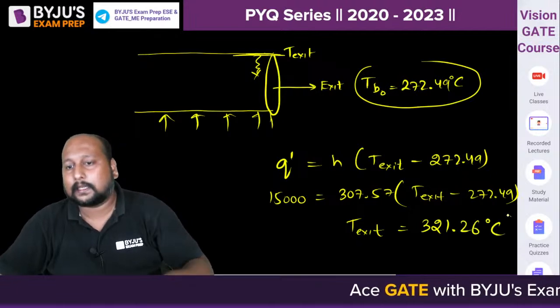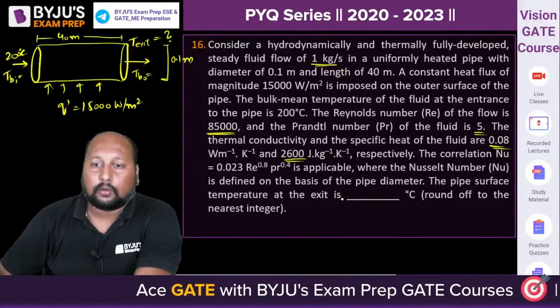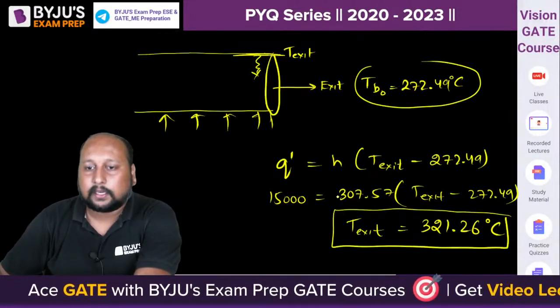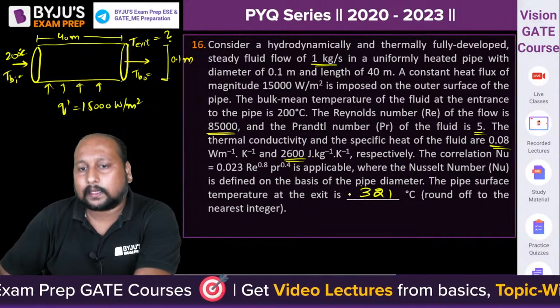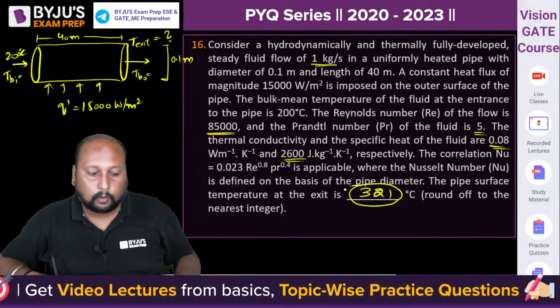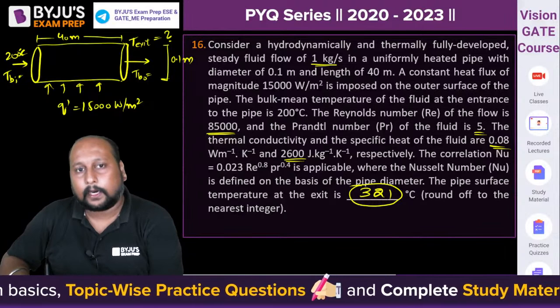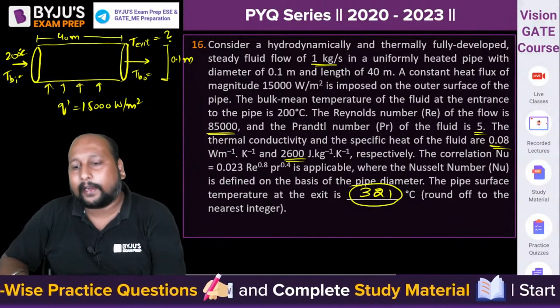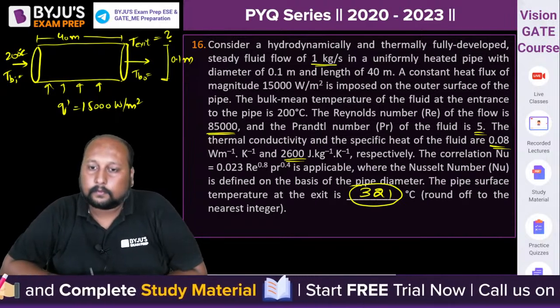321.26 degrees Celsius. This is the temperature we are getting, 321.26. So round off to the nearest integer. So we can say 321 degrees Celsius. Even if you are writing 322, that is also correct. Okay. Is this clear, everyone? Done. A 2 marks question from 2022 paper. Clear hai? Chalo, next question.